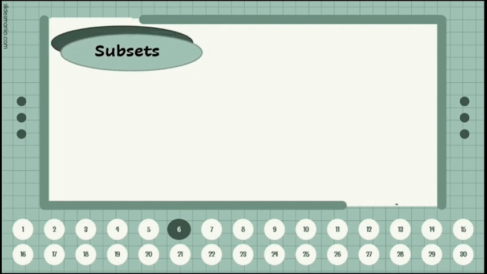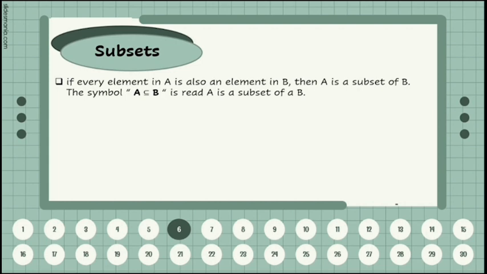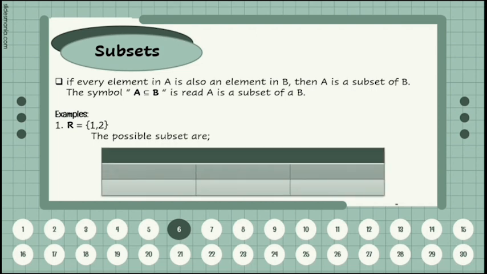Next is subset. A subset is when every element in A is also an element in B. Then A is a subset of B. Then the symbol of subset is this. Alright? So for example here, R equals 1 and 2. So the possible subsets of R are: in 2 elements we have 1 and 2. In 1 element we have 1 and 2. Then in 0 elements we have the null set or empty set.